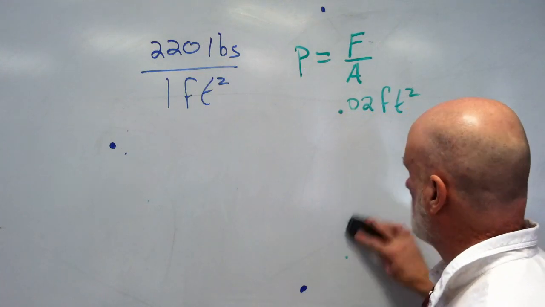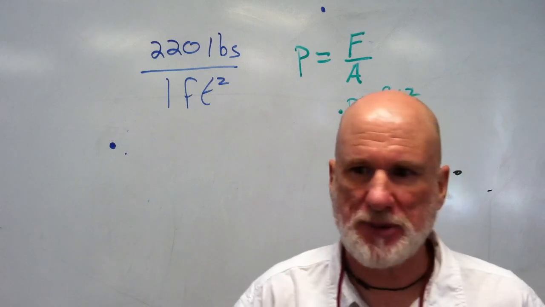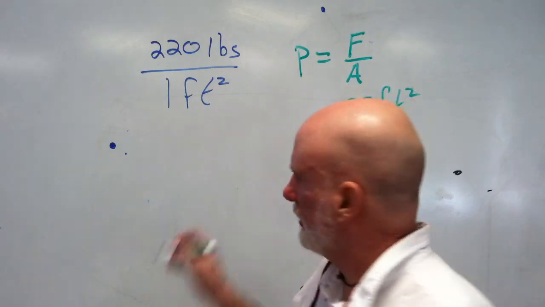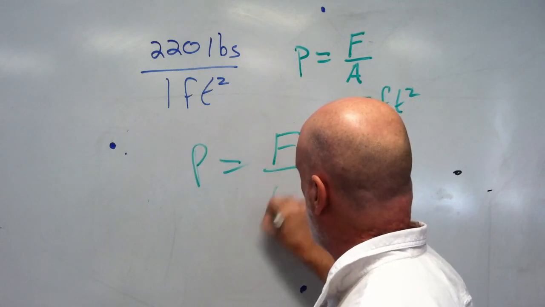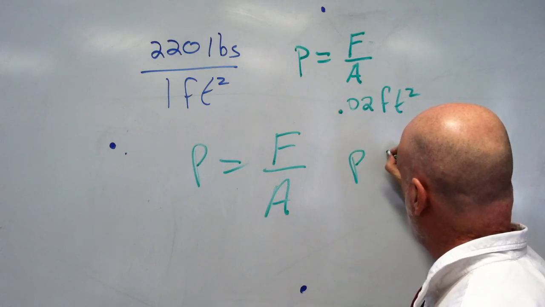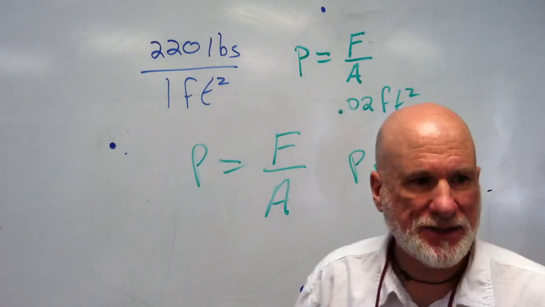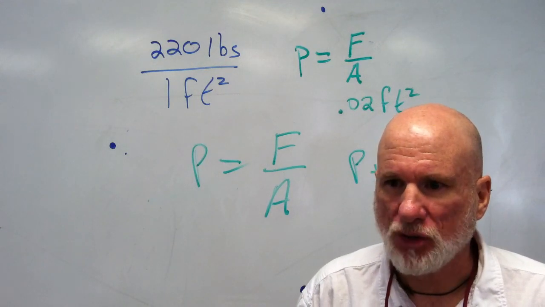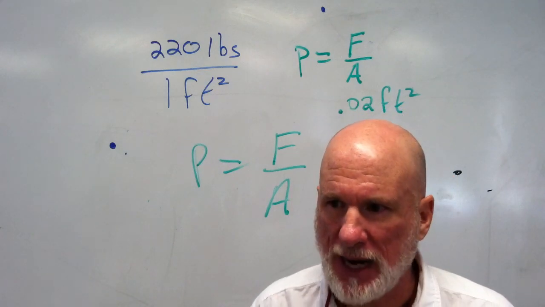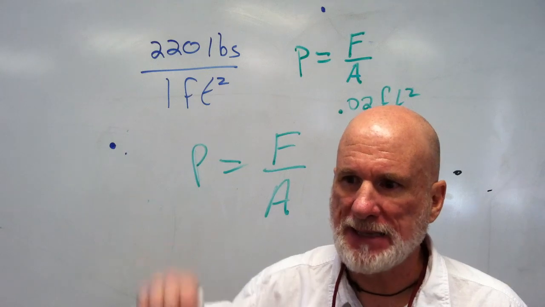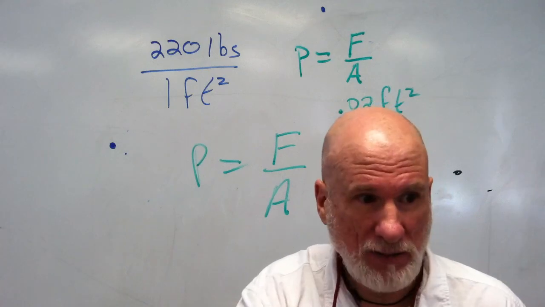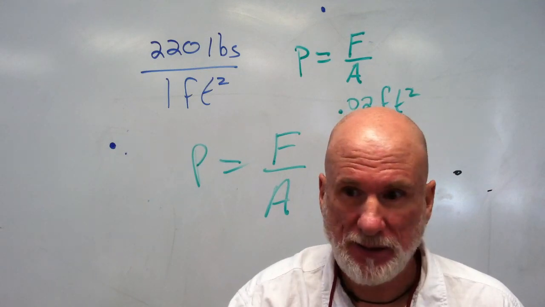So let's talk about the relationships between the various things that make up pressure. Pressure equals force over area. All right? Area and pressure. Direct or indirect? As I decrease the area, what am I doing to the pressure? As I decrease the area, I'm going to increase the pressure, aren't I? Right? So is that indirect or direct? Indirect.